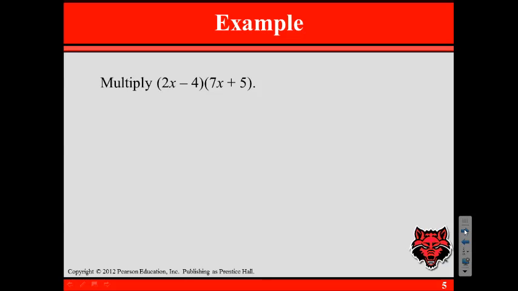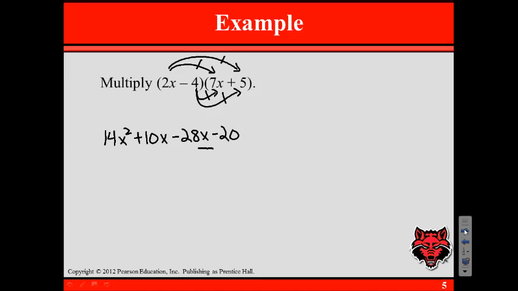Let's try another example. Here we want to multiply 2x minus 4 and 7x plus 5. So we draw our FOIL arrows: first, outer, inner, and last. So looking at the first product, 2x times 7x is 14x squared. Then we look at the outer product, 2x times 5 is 10x. Then the inner product, negative 4 times 7x is negative 28x. And the last product, negative 4 times 5 is negative 20. We can combine like terms with the x's. And the simplified expression will be 14x squared minus 18x minus 20.